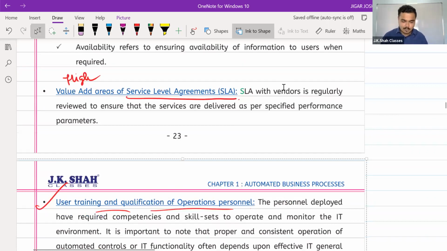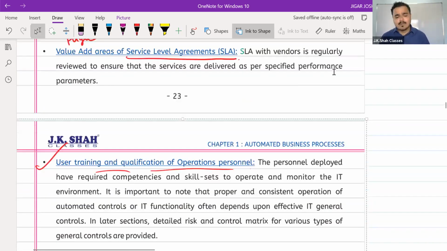So I request my dear chartered to please refer to the last two points very fast, very quick, please. Refer to both these points, my dear students, please.